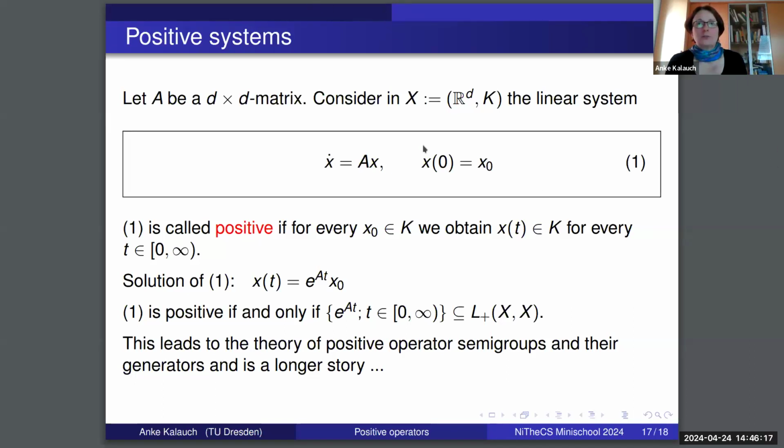And now I want to show it to you in a very simple example everybody knows from basic courses if you study maths. Take a D times D matrix, take a cone in R^d, and look at the linear system, or the ordinary differential equations here. You have a d-dimensional linear system, so an initial value problem, very simple. This system is called positive if your initial value is in the cone. Then the whole solution should also be in the cone for all times t. You start in the cone, you stay in the cone. These systems are called positive.